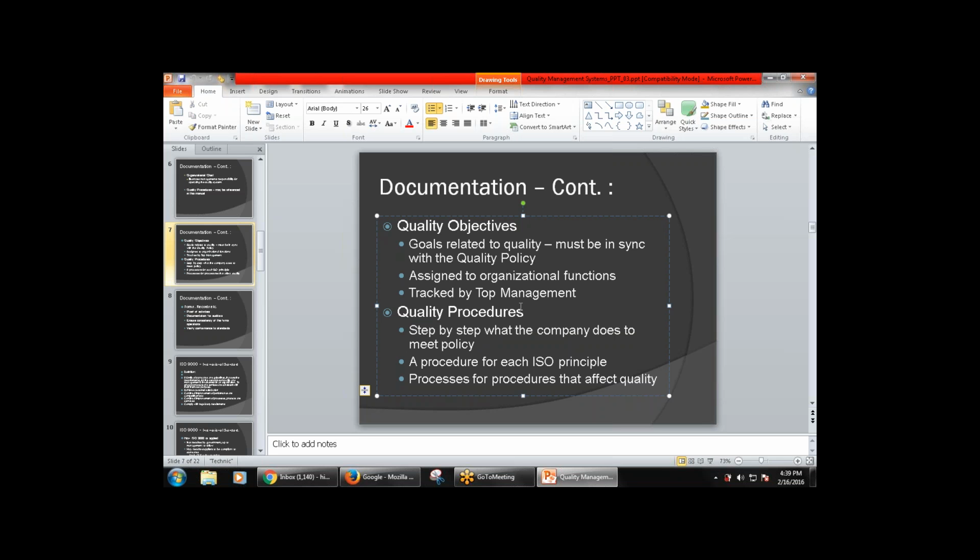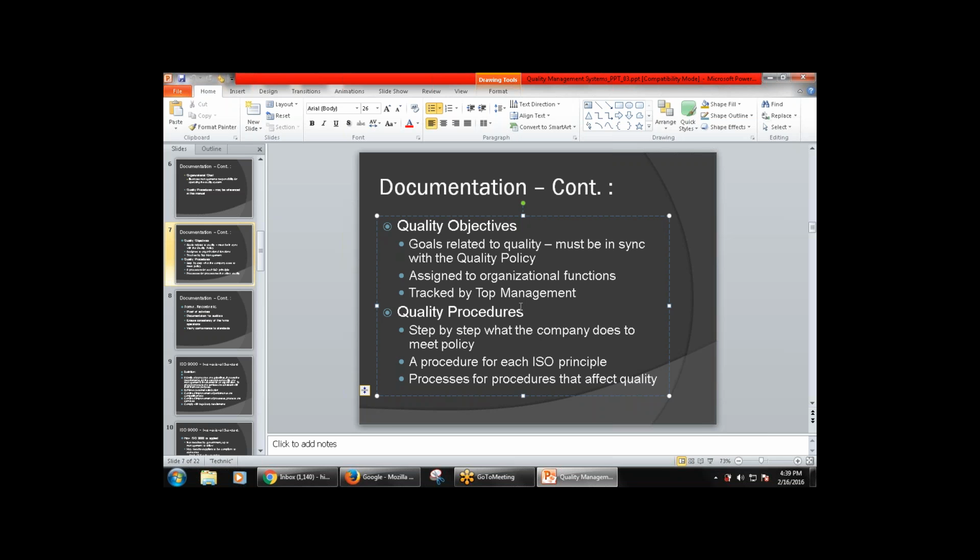Then a procedure for each ISO principle. So a procedure is also created for each ISO principle, that is the International Standard Organization principle. So there is a procedure for each ISO principle. Then processes for procedures that affect the quality. So whatever the quality procedures, whatever the scenarios that are given, that quality may be improved, that scenarios may be improved, that affects the quality. That is the processes for procedures that affect the quality.